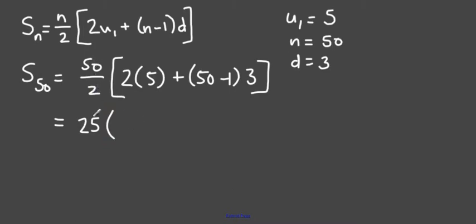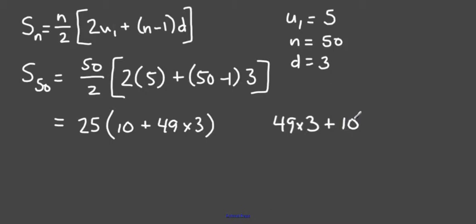So 50 divided by 2 is 25, 2 times 5 is 10, this is 49, and then I multiply by 3. And so now I can build it up in my calculator. Let's do the 49 times 3 first, find out what that is, then add it to 10, hit equals at that point, and then multiply the answer by 25. And that should give you, see, this is 147, 157, so 157 times 25.